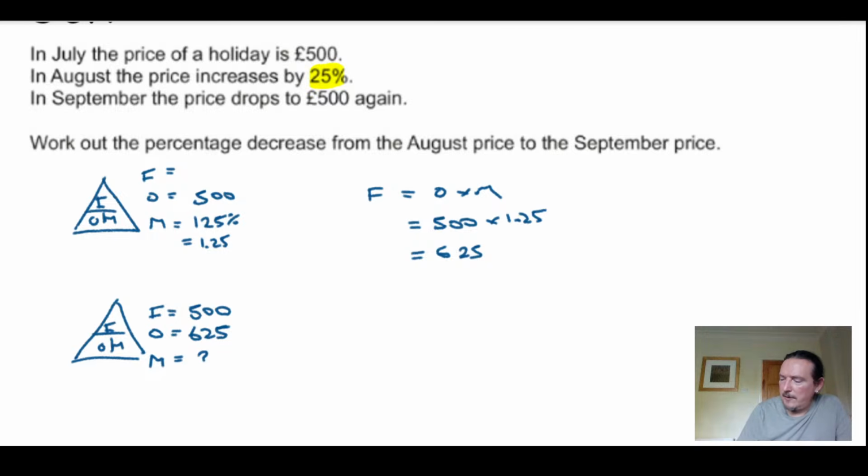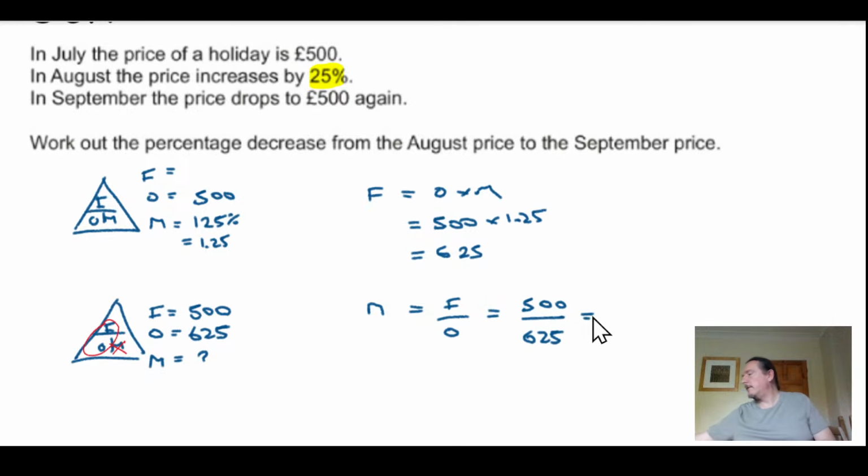So then from the triangle, cover up the thing we want to find. That tells me that it's going to be the final divided by the original. So my multiplier is final over original. It's going to be the £500 divided by the £625. What's that going to give me? That's 0.8. So that's 0.8, which is the same thing as 80%.